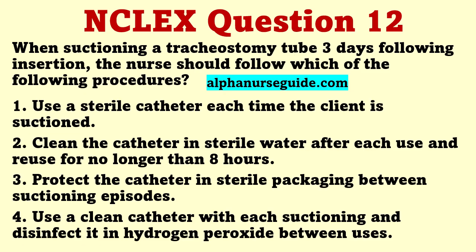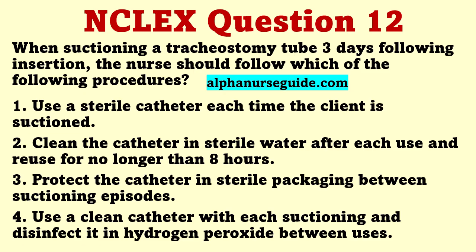When suctioning a tracheostomy tube 3 days following insertion, the nurse should follow which of the following procedures? 1. Use a sterile catheter each time the client is suctioned. 2. Clean the catheter in sterile water after each use and reuse for no longer than 8 hours. 3. Protect the catheter in sterile packaging between suctioning episodes. 4. Use a clean catheter with each suctioning and disinfect it in hydrogen peroxide between uses.